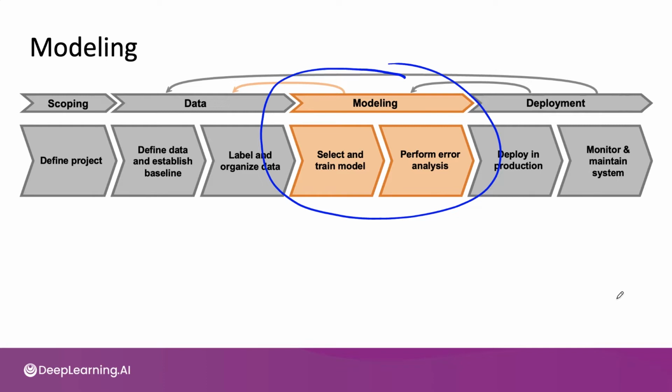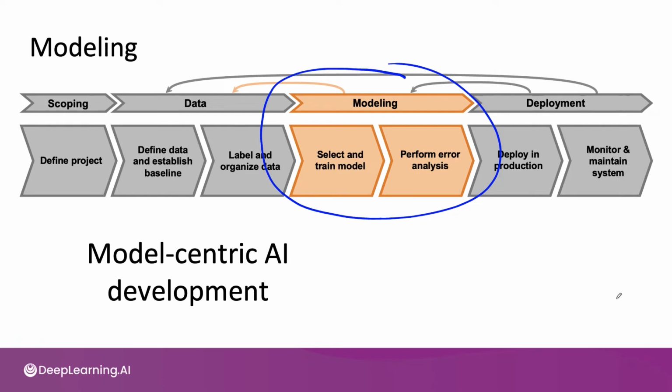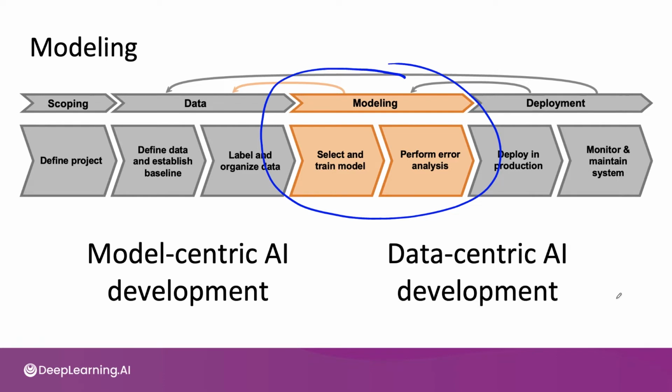One of the themes you hear me refer to multiple times is model-centric AI development versus data-centric AI development. The way that AI has grown up, there's been a lot of emphasis on how to choose the right model, such as maybe how to choose the right neural network architecture.